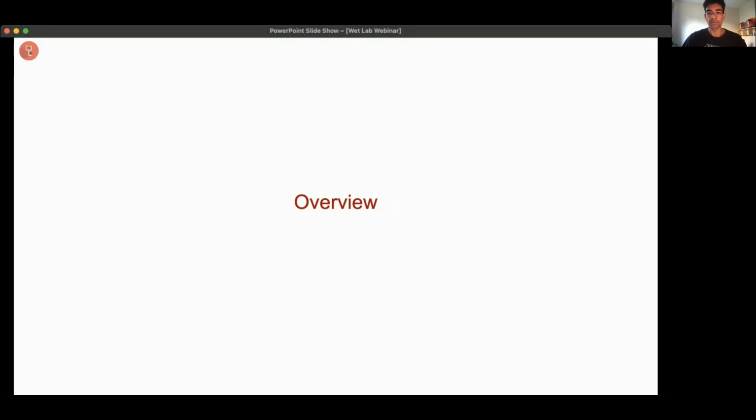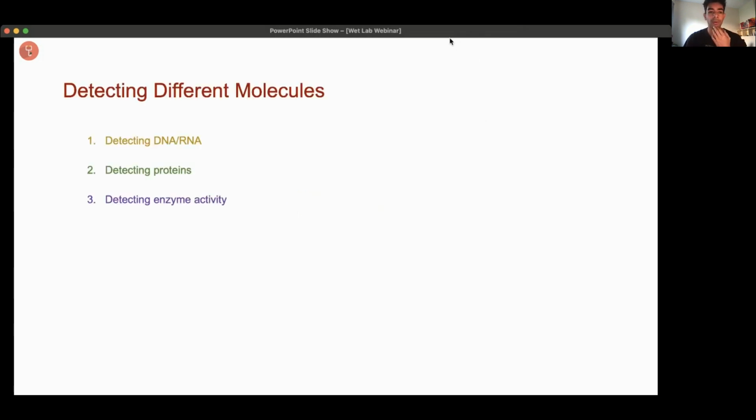Okay, so we're going to go through a few different techniques, but they all have broad themes. So that's what I'm going to talk about in the overview. The different methods, the ones we're going to be talking about today, are used to detect DNA or RNA, so nucleic acids, to detect proteins, or to detect if an enzyme is working or not. And please, if you have questions during the presentation, put them in the chat and we'll have time to get to them at the end.